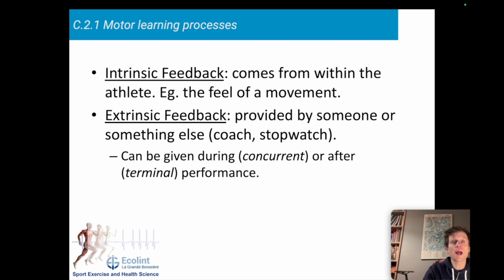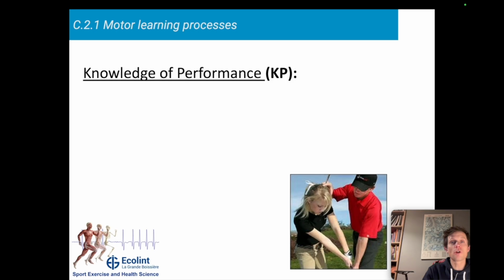Extrinsic feedback comes from outside the athlete and is provided by something else like a coach or a stopwatch. This can be provided concurrently, i.e. during the performance, or after the performance, which is known as terminal feedback. Next, we can talk about knowledge of performance and knowledge of results.